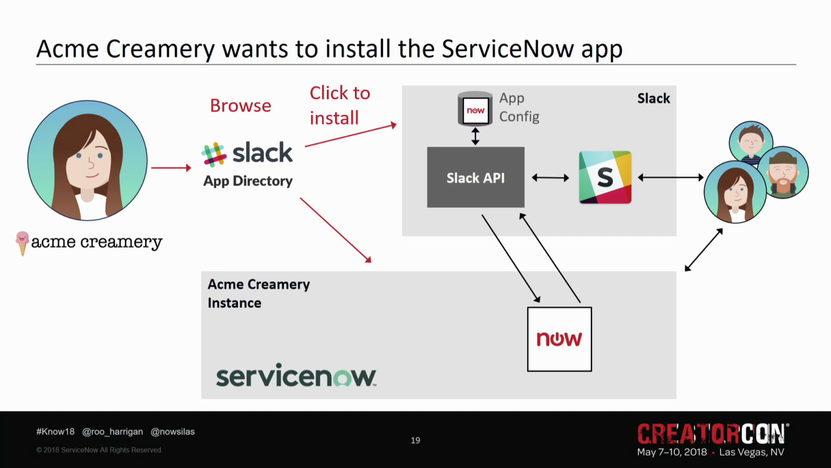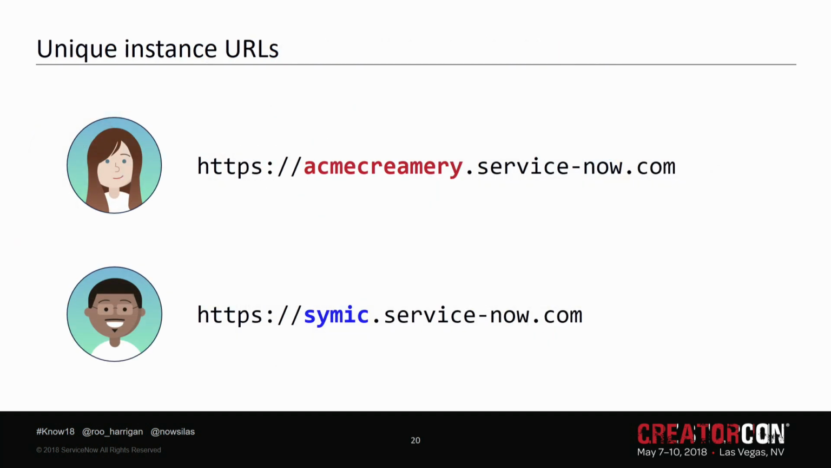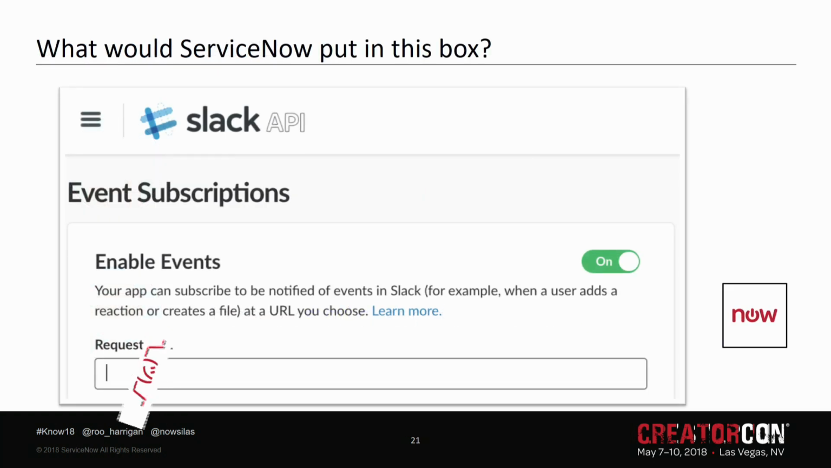So I think you may be starting to see the problem here. If Amy at Acme Creamery has a unique instance at ServiceNow, and Simic and Corey's team have their own unique instance, then they have their own URLs. So if ServiceNow wanted to build an app to serve both of these customers, where would they host it? Or in Slack terms, what would they put in this box?